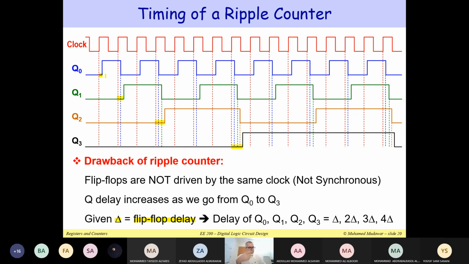I did not really find this diagram in the textbook, but I already have it. I taught this course in previous semesters. And this clearly shows the drawback of the ripple counter. So for this reason, designers don't like the ripple counter, although it's very simple and very easy, because of this rippling effect, which is shown clearly in the timing diagram.